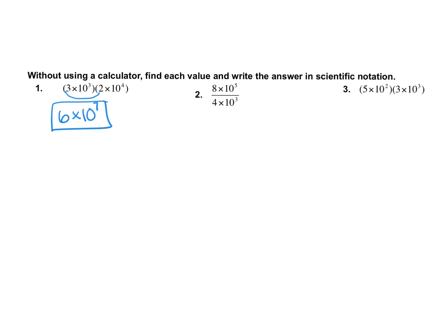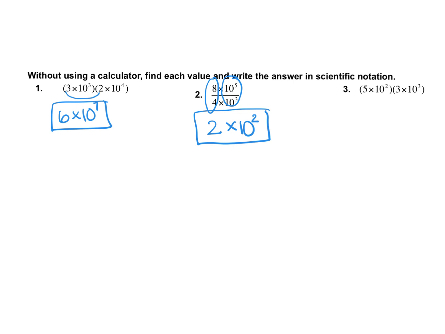Now our next one, number 2, where we're dividing. Again, we're just going to take our 8 divided by 4 and get 2. And then 10 to the 5th divided by 10 to the 3rd, we're going to subtract the exponents and get 10 squared. And since 2 times 10 squared, or 10 to the 2nd power, is in scientific notation, we know that that is our answer.